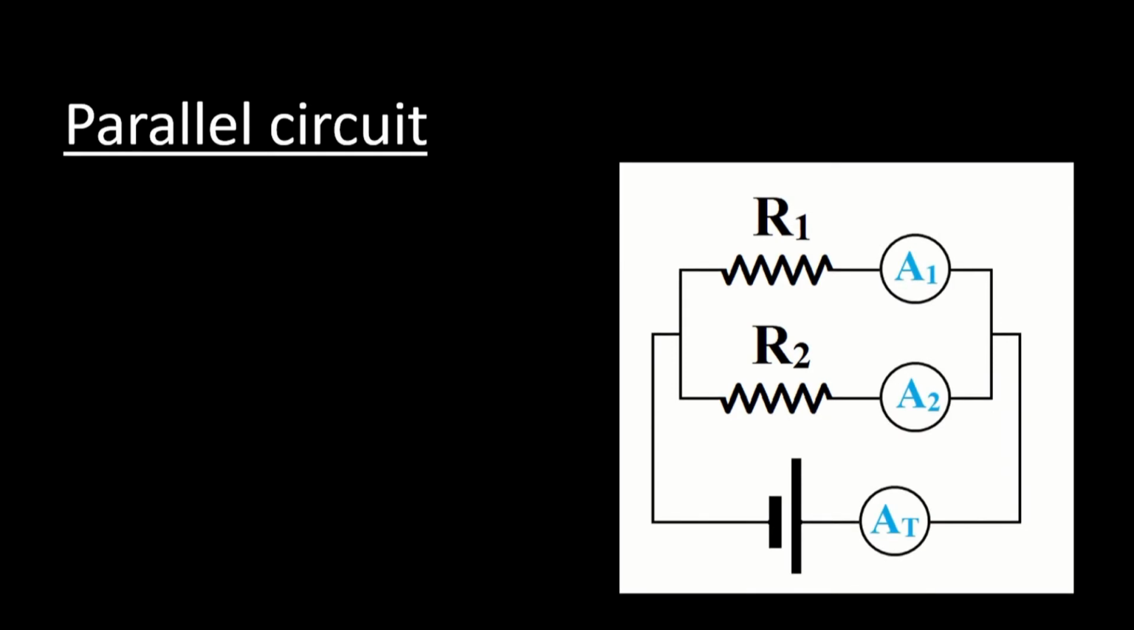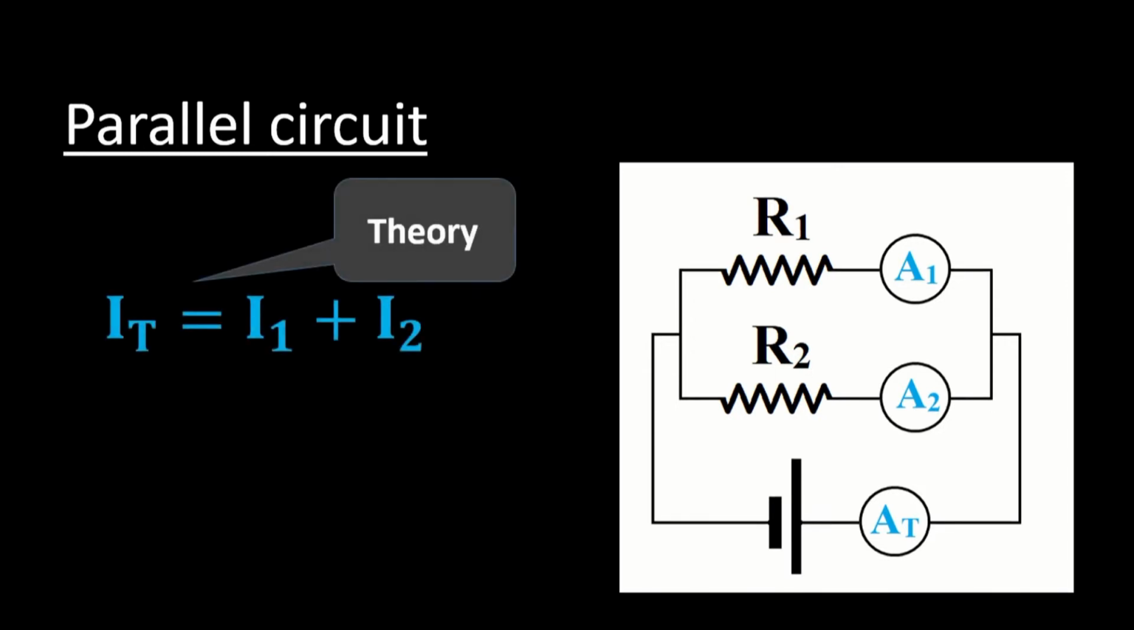Now in your experiment, you will use the current sensor to measure I1, and then you will move it to measure I2, and you will use the built-in voltage current sensor to measure the total current in the circuit. After this, you will compare this total current to the theoretical value of I1 plus I2.